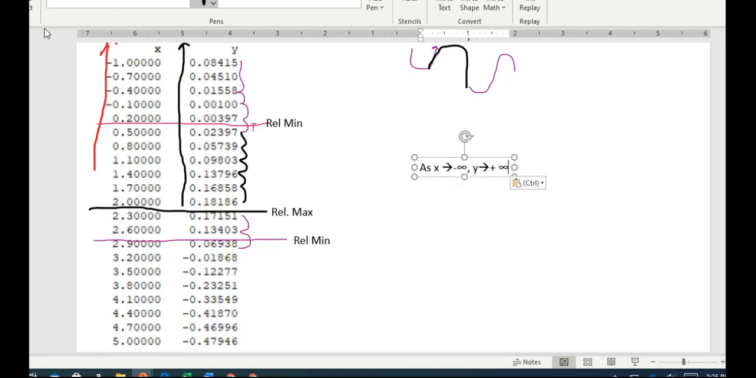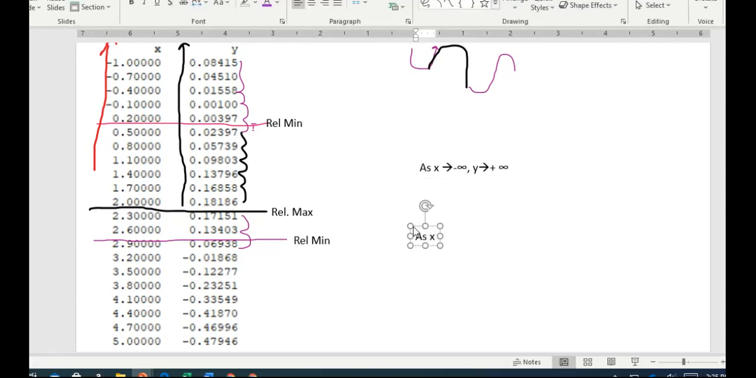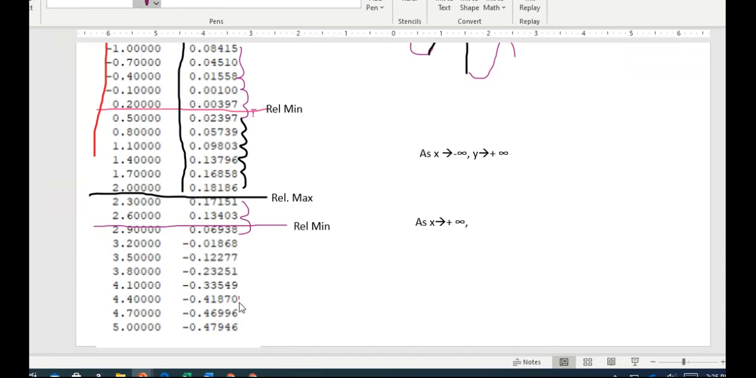Taking a look at the other side, as x goes toward positive infinity, what is happening to your y values? You're looking towards the end of that table, and we've got negative 0.41, negative 0.46, negative 0.48. So we can go ahead and conclude that those y values keep continuing to get smaller, so they go towards negative infinity.